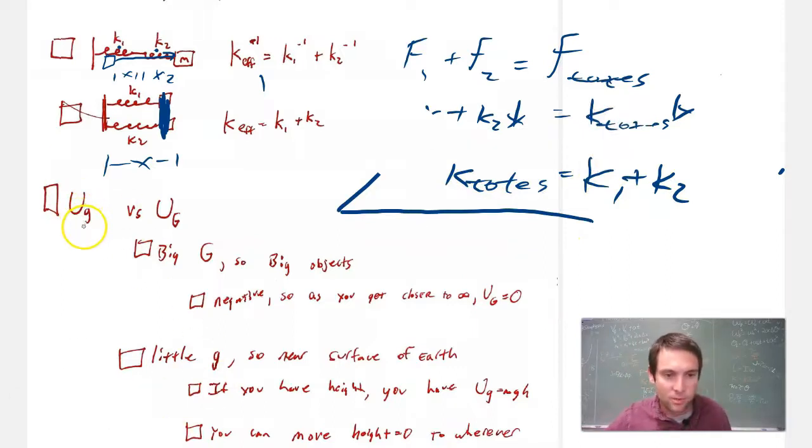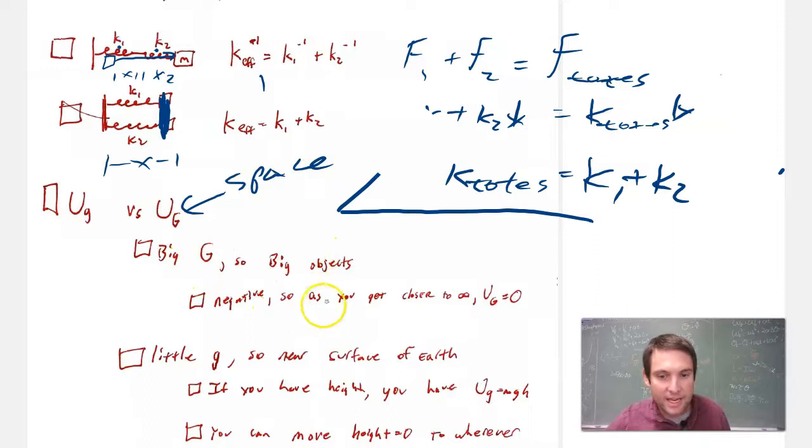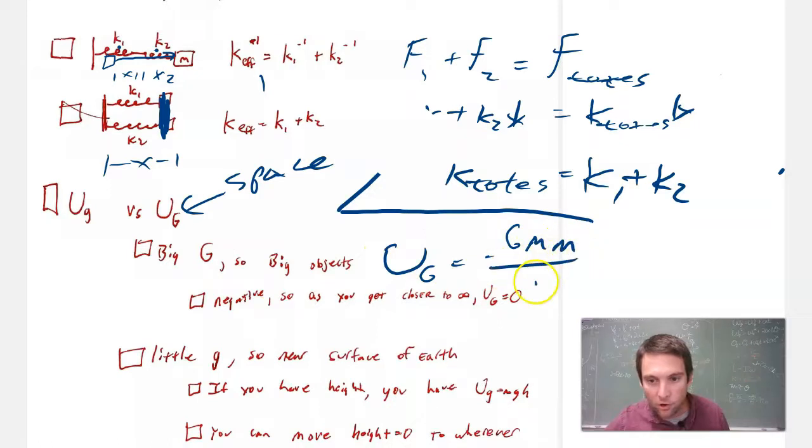We have gravitational potential energy near the surface of Earth versus gravitational potential energy, big G, big stuff, out in space. Big G, big objects. Negative, so U_G equals negative GMm over r. Negative because as you get closer to infinity, there is zero gravitational potential energy. There's zero chance of it coming back and smashing into the planet that it's orbiting.